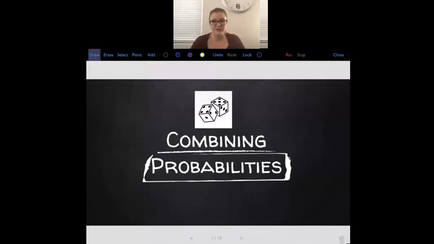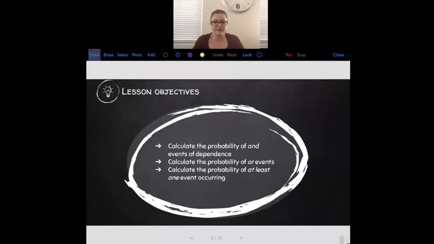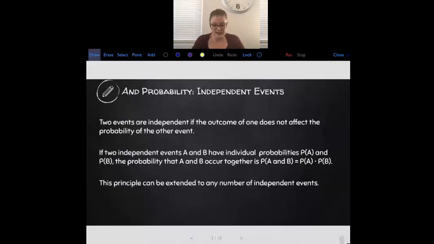In this lesson, we're going to go over combining probabilities. Specifically, we'll learn to calculate the probability of and events of dependence, calculate the probability of or events, and then calculate the probability of at least one event occurring. So to get started, and probability deals with independent events.